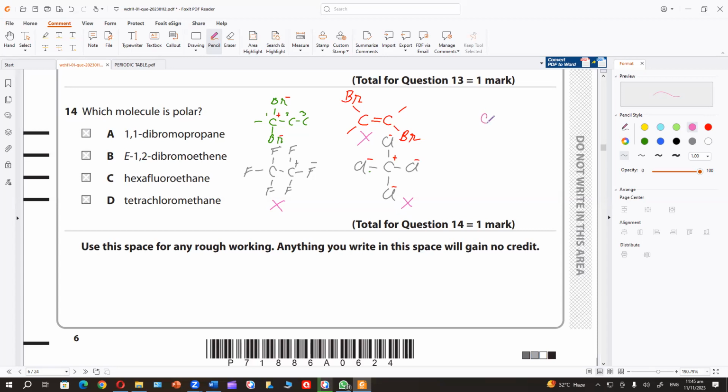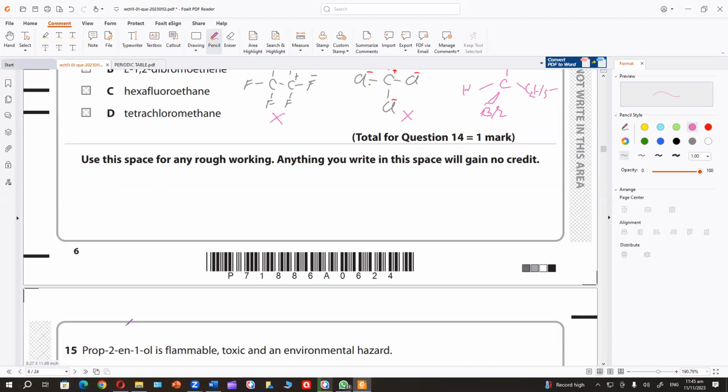If I draw it again, C, then I have a bromine, I have a bromine, and I have a hydrogen, I have a C2H5. Look at this one. This is the only explanation which can be given here presently. And this was a difficult question.